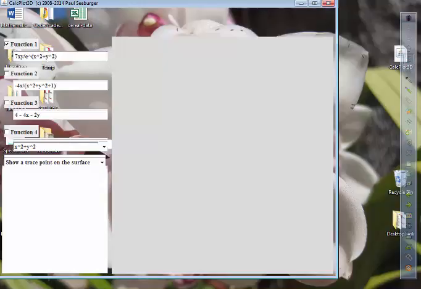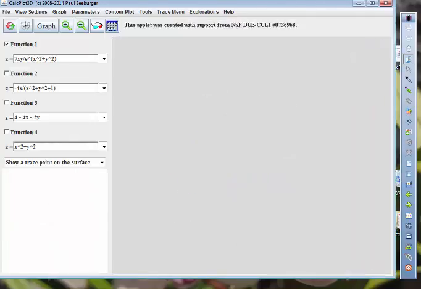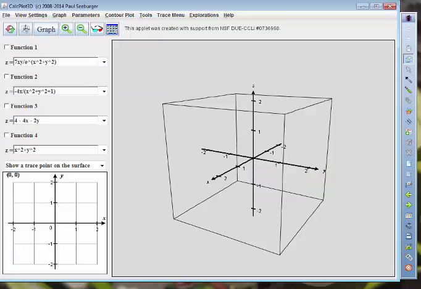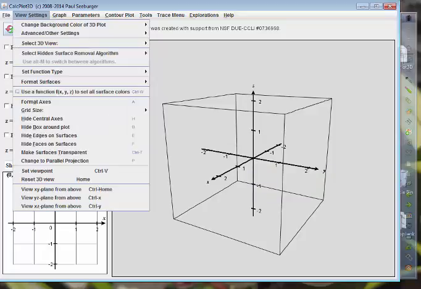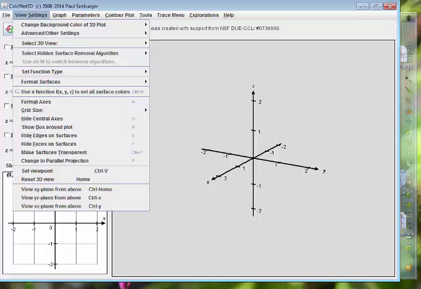So there's this CalcPlot 3D that I told you guys about. There's a link on one of the discussion threads, and there is a downloadable Java applet that you can run. To graph three-dimensional curves using this program, you go to view settings. View settings allow you to format the axes and the boxes and whatever else you need to format.